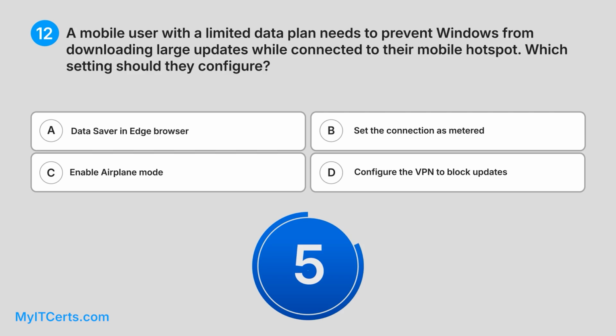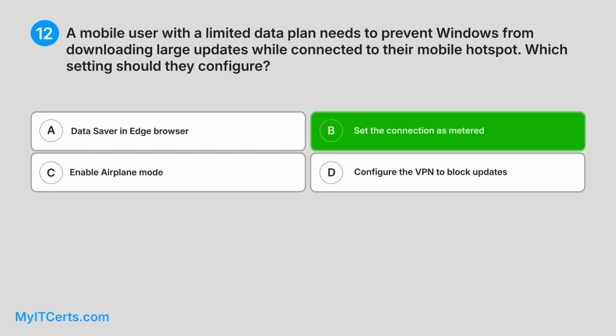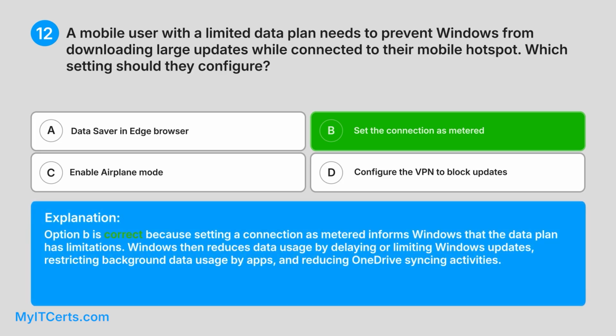What do you think is the answer? Correct answer. B. Set the connection as metered. Explanation. Option B is correct because setting a connection as metered informs Windows that the data plan has limitations. Windows then reduces data usage by delaying or limiting Windows updates, restricting background data usage by apps, and reducing OneDrive syncing activities.